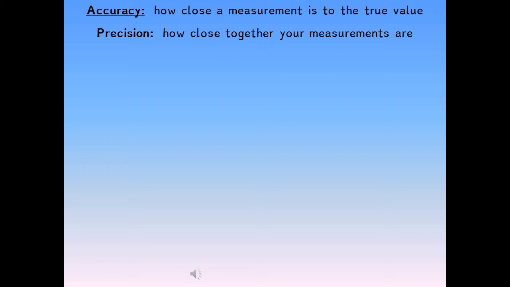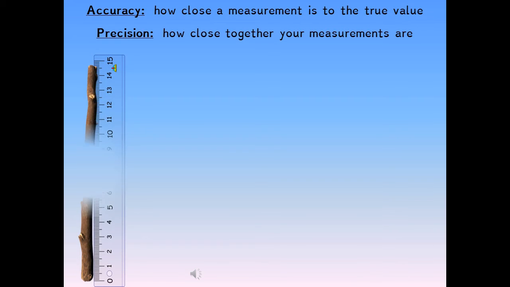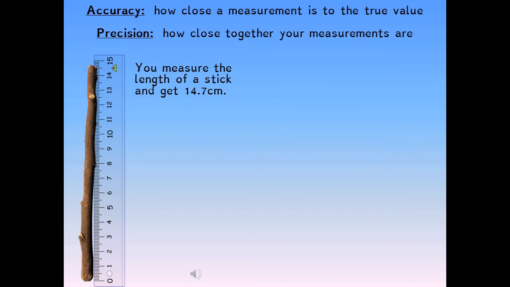Accuracy is how close a measurement is to the true value of something. Precision is how close together your measurements are. Let me show you an example. You picked up a stick out in the yard and you want to know the length of that stick. So you get your ruler out and you take the measurement. You measure the length of the stick at 14.7 centimeters.